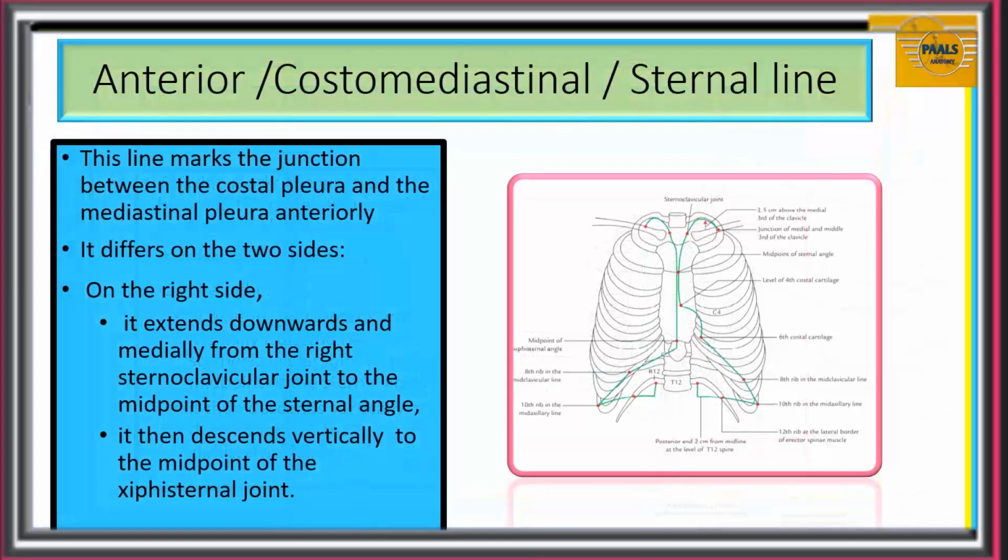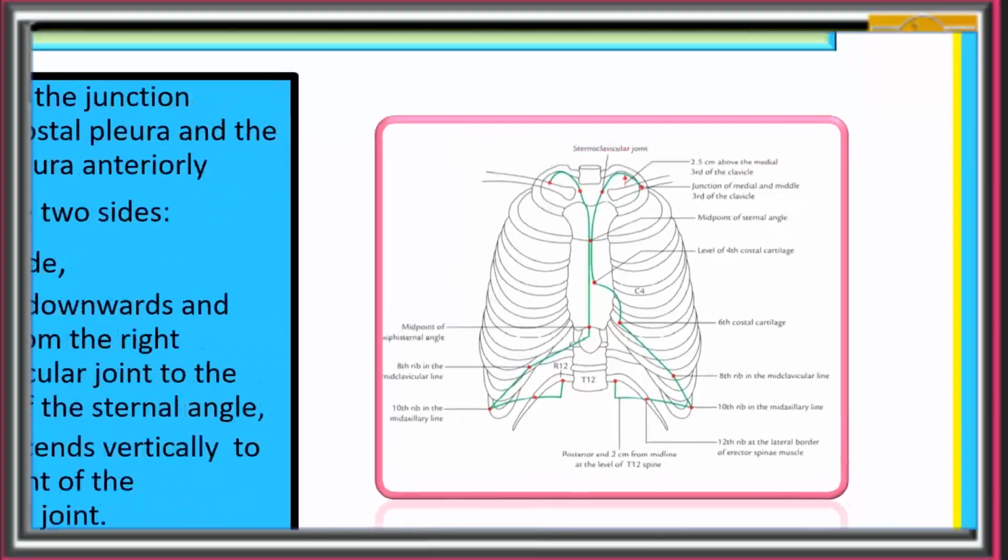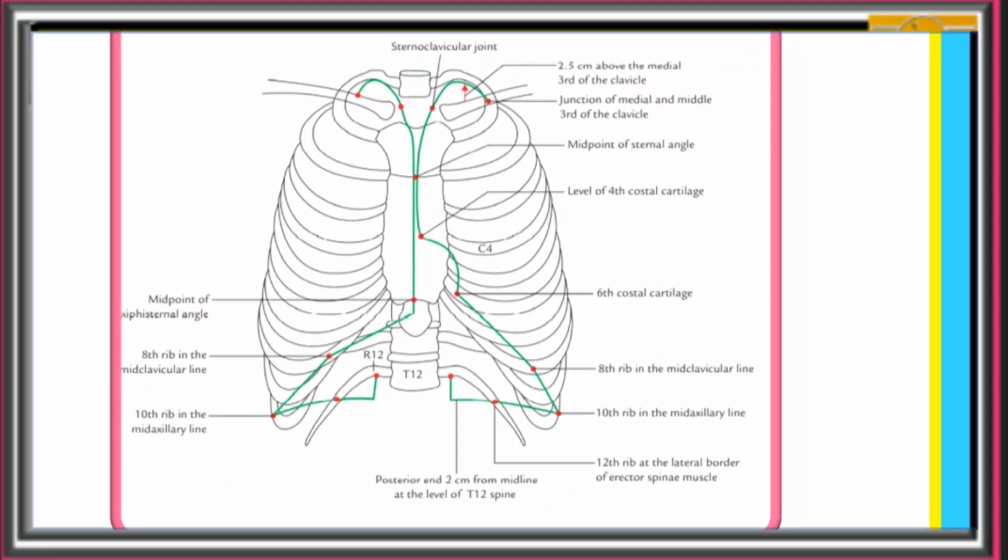The next reflection line is the anterior, which is also called the costomediastinal or the sternal line. Here is the sternal line or the anterior line. This is for the right, and this is for the left. Now, this line marks the junction between the costal pleura and the mediastinal pleura anteriorly. The 2 lines differ on the right and on the left. We'll consider the right side first.